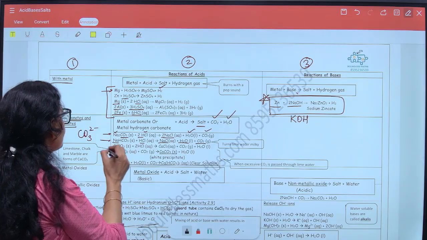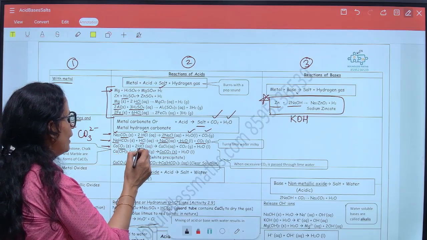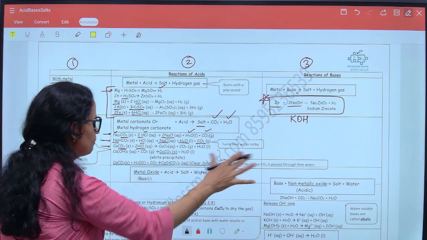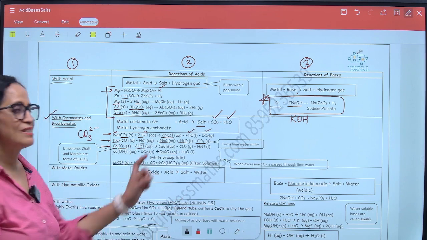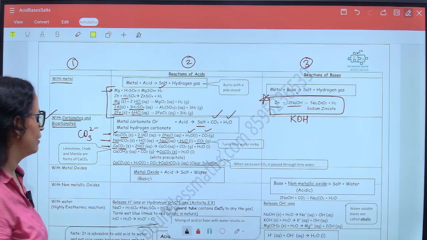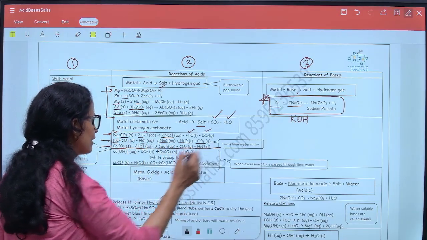Next is calcium carbonate and hydrochloric acid. Now again CO2 and H2O, write it by the side. What is left is calcium and chloride ion, so it is CaCl2. The name of the salt here is CaCl2. So this is how you can write your own reactions also.